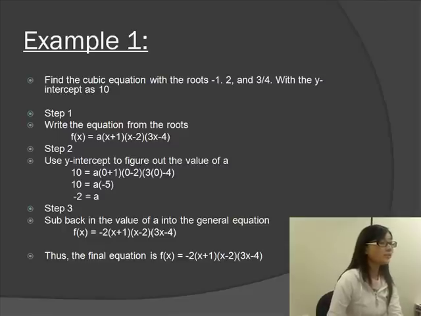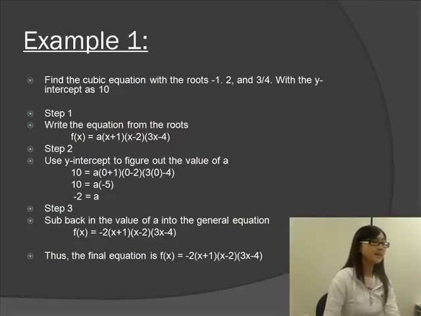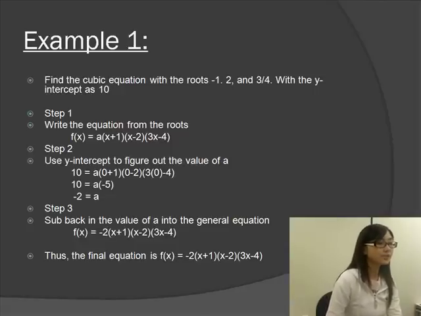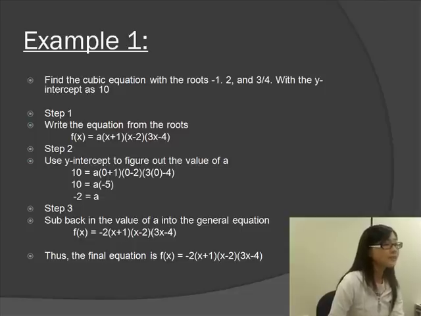Now let's take a look at example 1 from your learning resources. It asks us to find a cubic function with the roots -1, 2, and 3 over 4, with the y-intercept as 10. Well, first, we have to write the original equation out. We have f of x equals a in bracket x plus 1, in bracket x minus 2, and in bracket 3x minus 4. We are actually already given the y-intercept in this case, and it is 10.